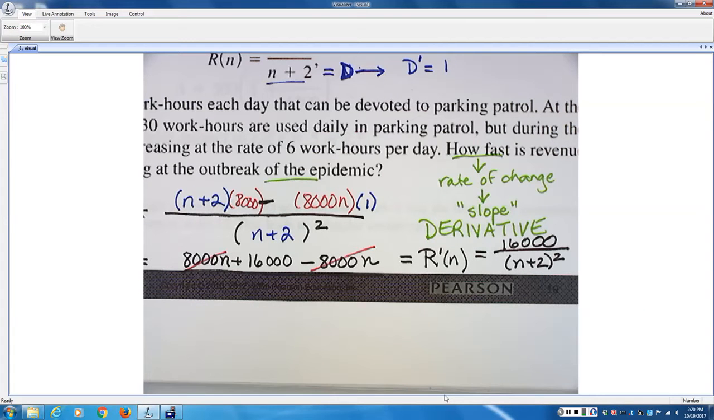We all good with that? So what would you plug in to actually get an answer? Well, that's what we're going to do next. First, we had to get the derivative.